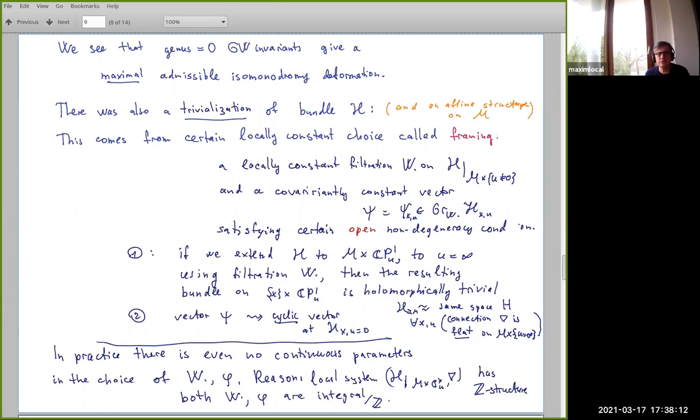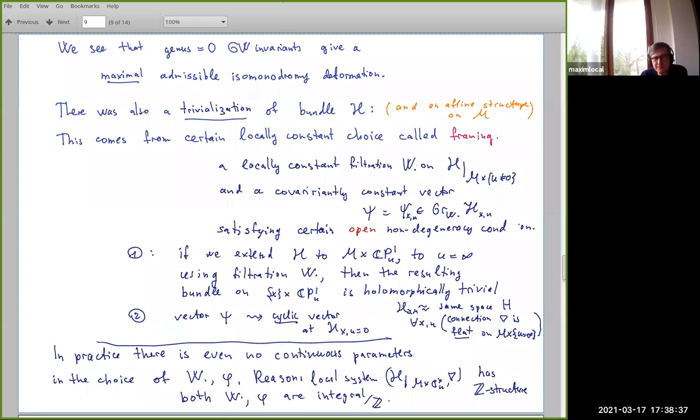Okay, so what's the conclusion? We see that genus 0 Gromov-Witten invariants give a maximal admissible monodromy deformation. And this factorization structure is a completely universal game, not related to Gromov-Witten invariants. Just for these maximal deformations, we automatically have it.